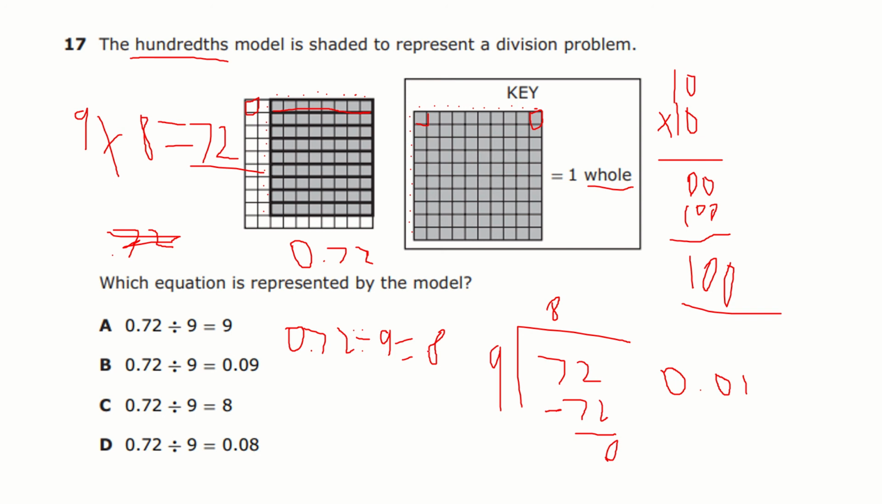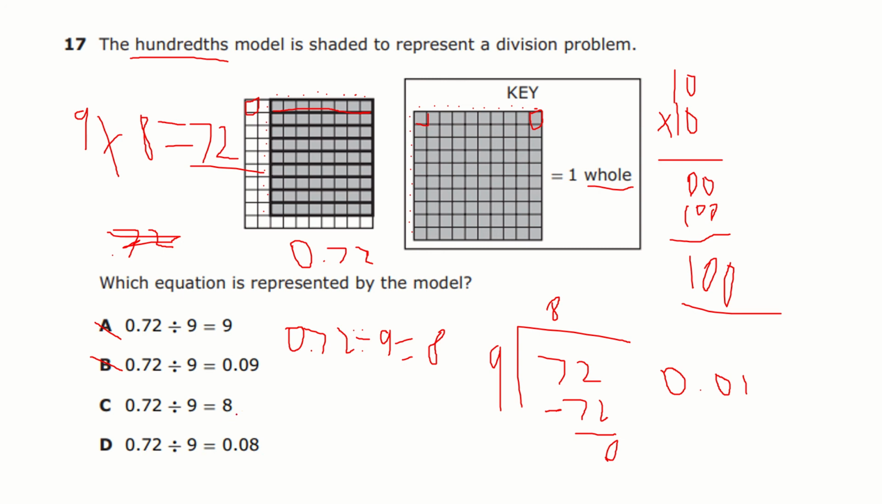And so finally, we can already eliminate these two answers because they don't have 8 as the quotient, the answer to the division problem. But that leaves us with C and D. So 0.72 divided by 9 equals 8, or 0.72 divided by 9 equals 0.08.